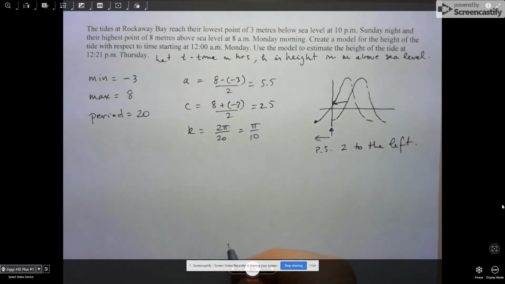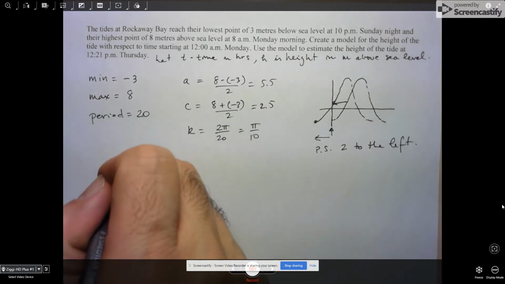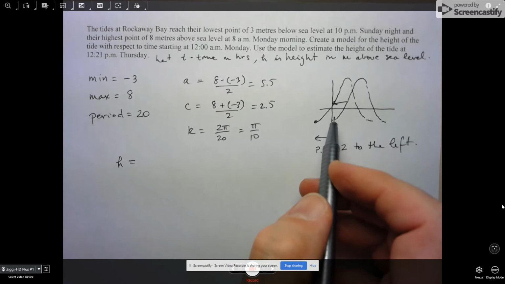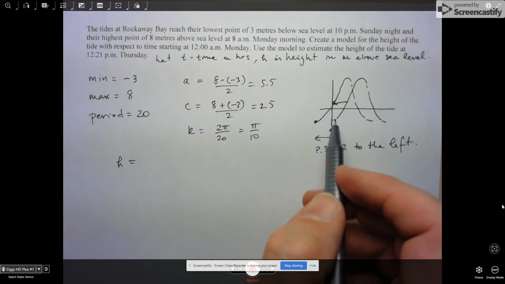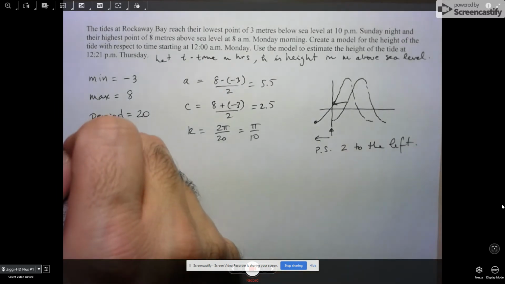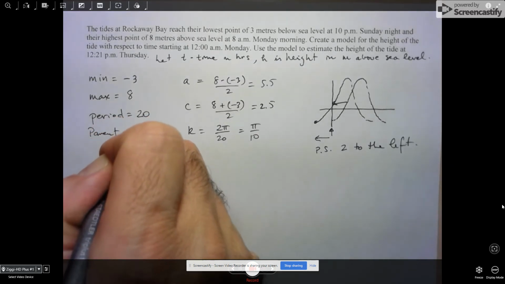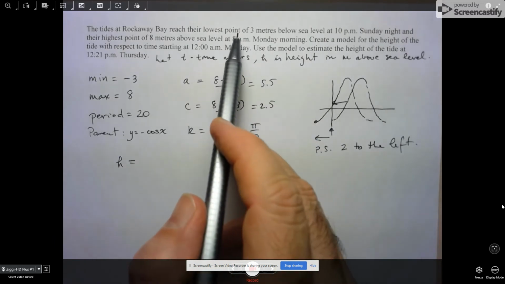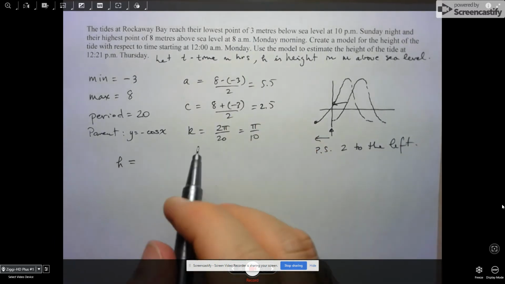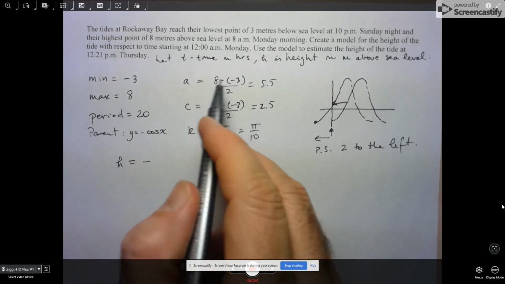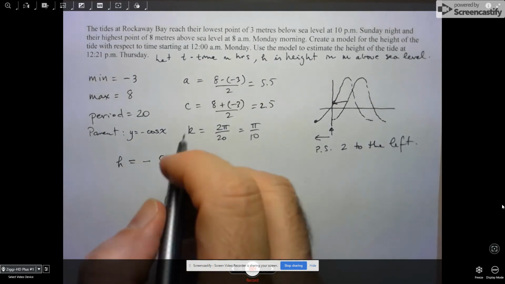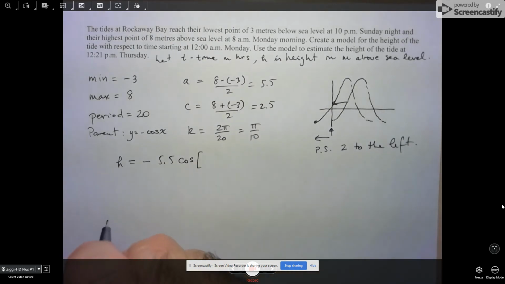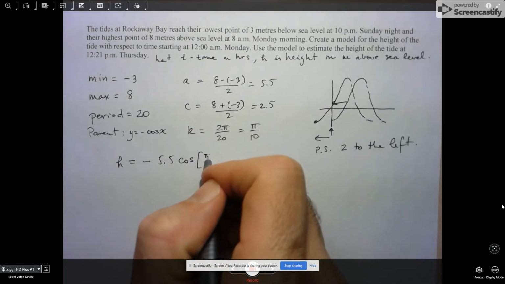And so now we have enough information to write out our function. So h is going to be equal to... So again, what I decided to use as my parent function was negative cosine. So I'll put that here. The parent is going to be y equals negative cosine. And I essentially use that because that was the starting information that they gave me. It was at a minimum. Okay, so negative, our a value 5.5, cosine of our k value is pi over 10.